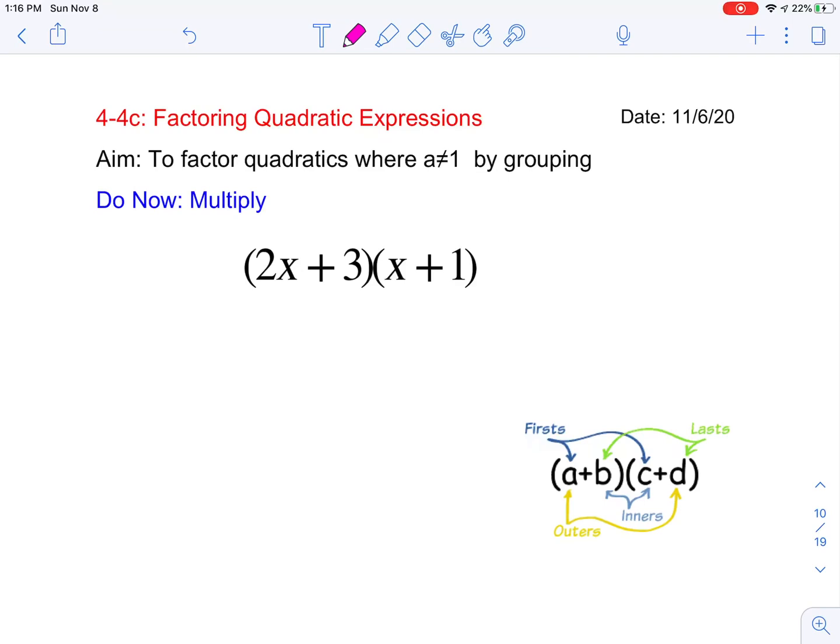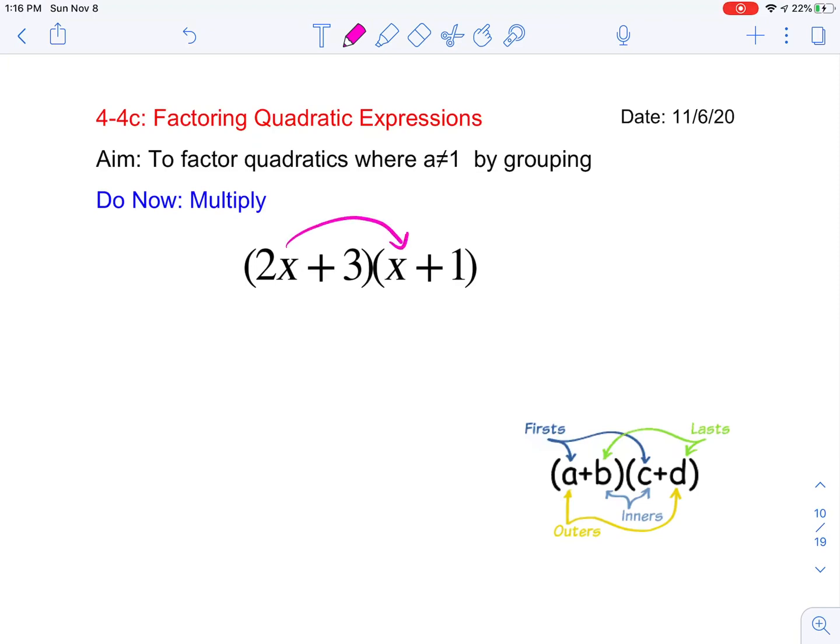Today we're going to focus on factoring trinomials where my coefficient of my squared term is not equal to 1 and cannot be factored out using a GCF. So as always with a factoring lesson, we start by multiplying to see where we are coming from.